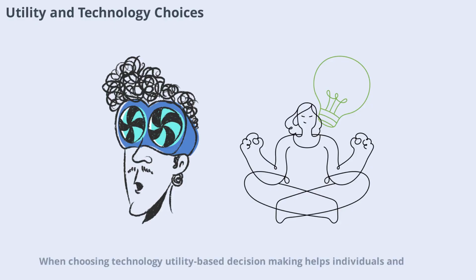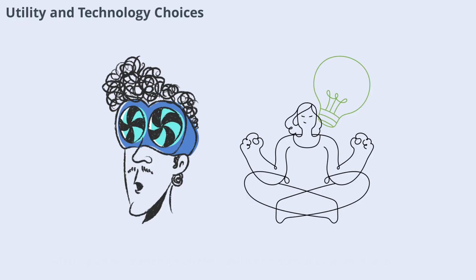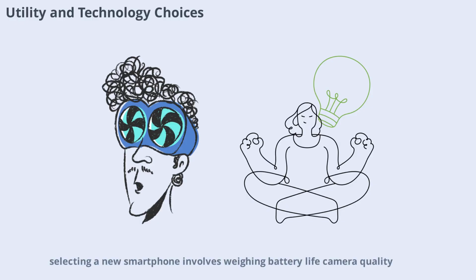In choosing technology, utility-based decision-making helps individuals and organizations evaluate options based on features, cost, and usability. For example, selecting a new smartphone involves weighing battery life, camera quality, and price. By assigning utility values to each feature, you can make a choice that best fits your needs and preferences.